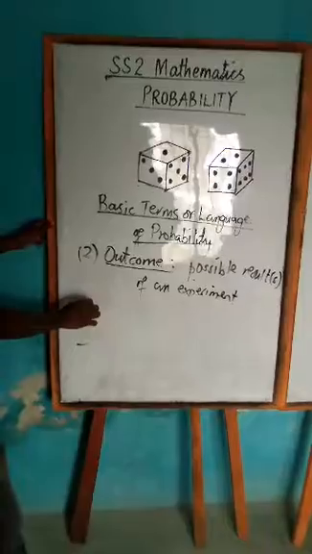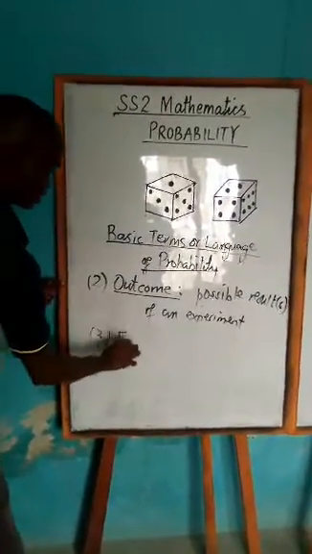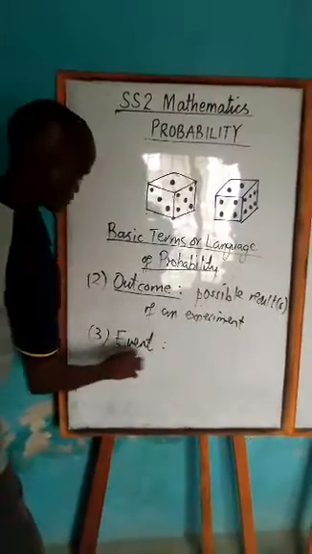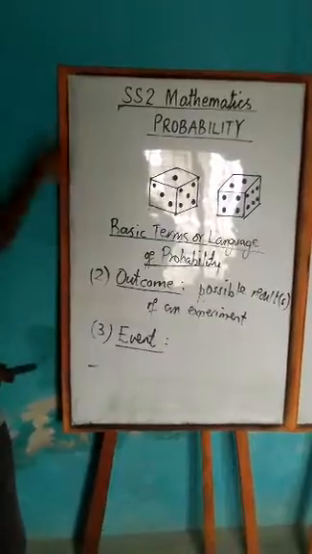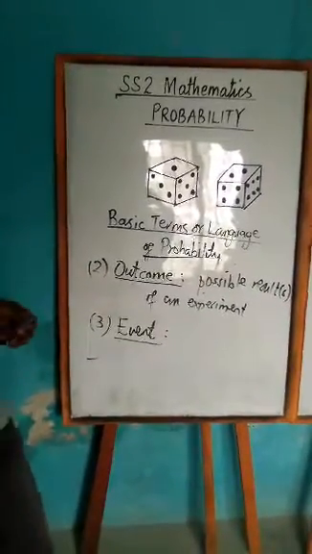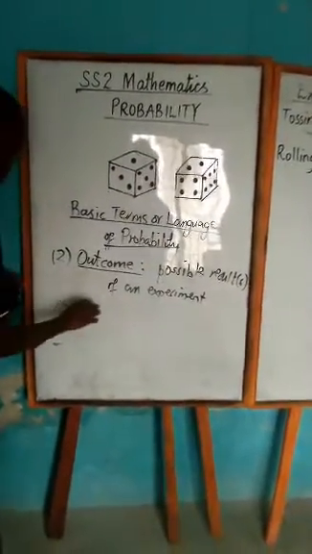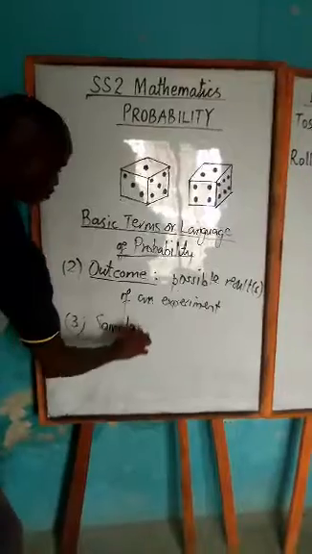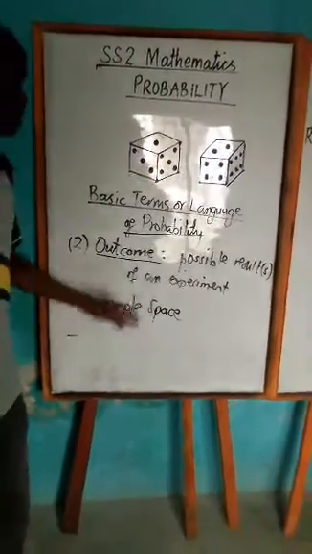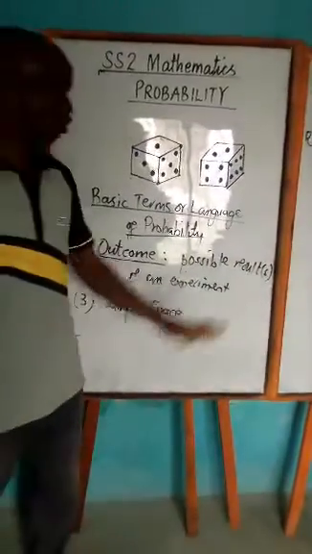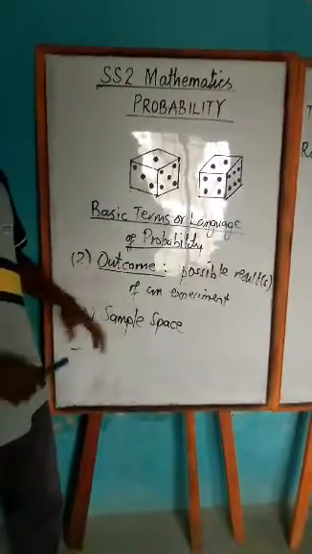The third one, let's look at event. What do you mean by an event in probability? Okay, before event, let's look at sample space. That will be better. Sample space is the set of all the possible outcomes of an experiment.